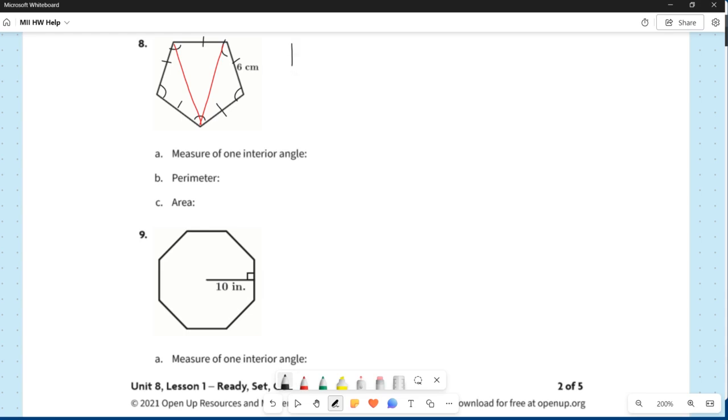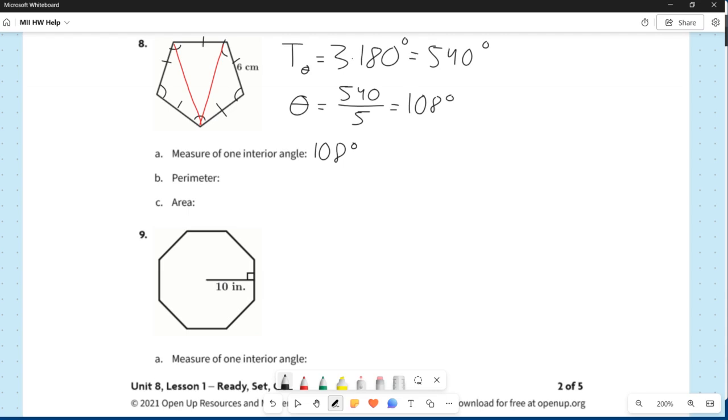So that means that the total of all of our interior angles is going to be 3 times 180. So that gives us a total of all 5 interior angles summing to 540. Okay? If we want the measure of just one interior angle, we're going to take that 540, and because they're all the same, we can just divide by 5. And that will give us the measure of one of our 5 angles. And so 540 divided by 5 is 108. So the measure of one interior angle is 108 degrees.